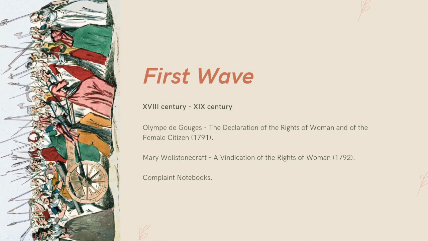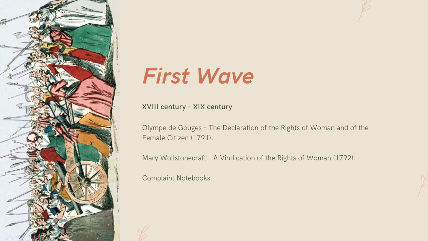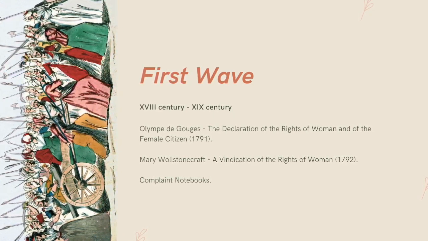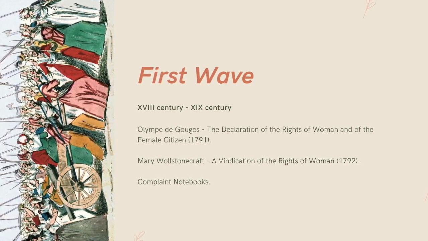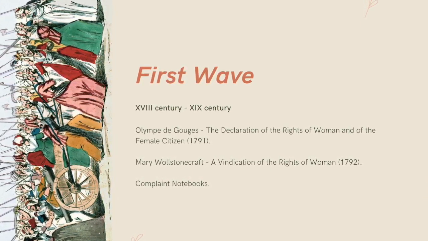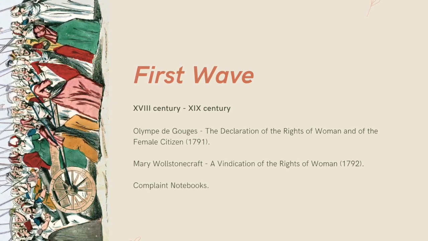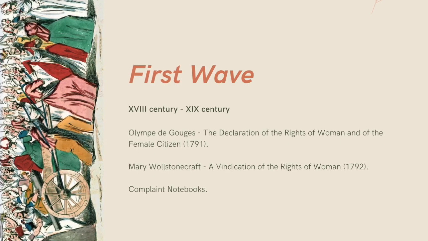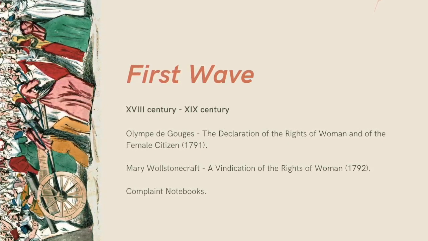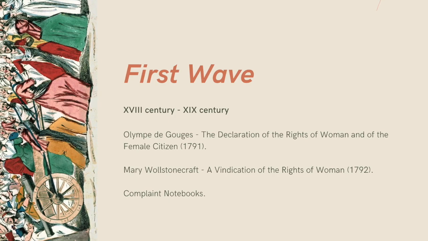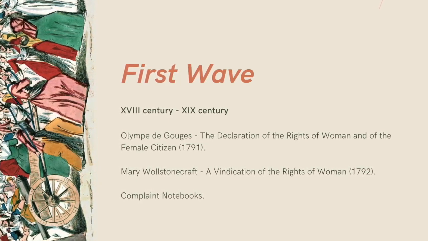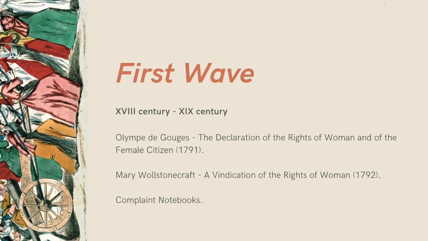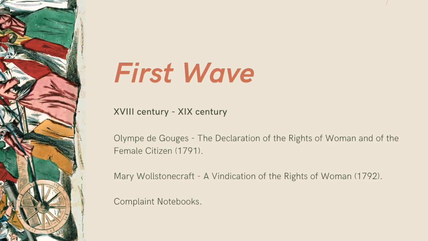The first wave goes from the 18th century to the 19th century, and after Olympe de Gouges' text, Mary Wollstonecraft published A Vindication of the Rights of Woman in 1792. Then the complaint notebooks were created. These notebooks were filled with complaints from all types of women, and they were sent to the National Assembly. What they wanted could be summarized in the desire for rights to education and to work, rights regarding marriage and children, and the right to vote. They also wanted to abolish prostitution.